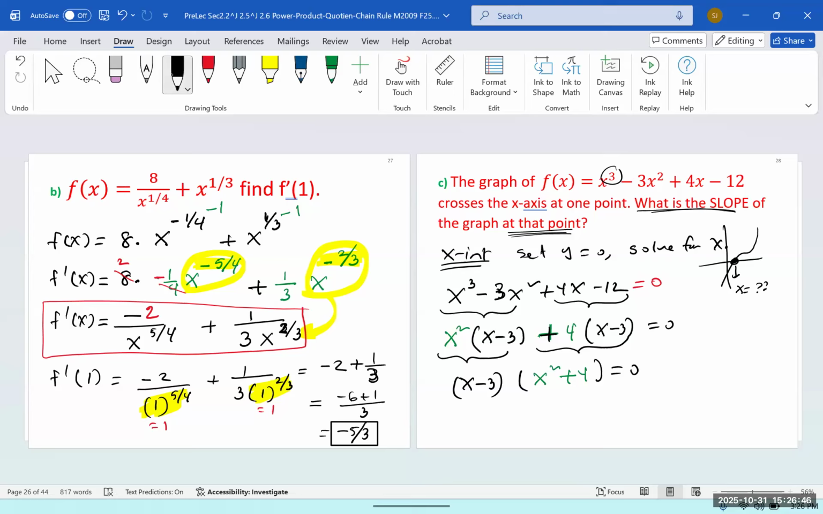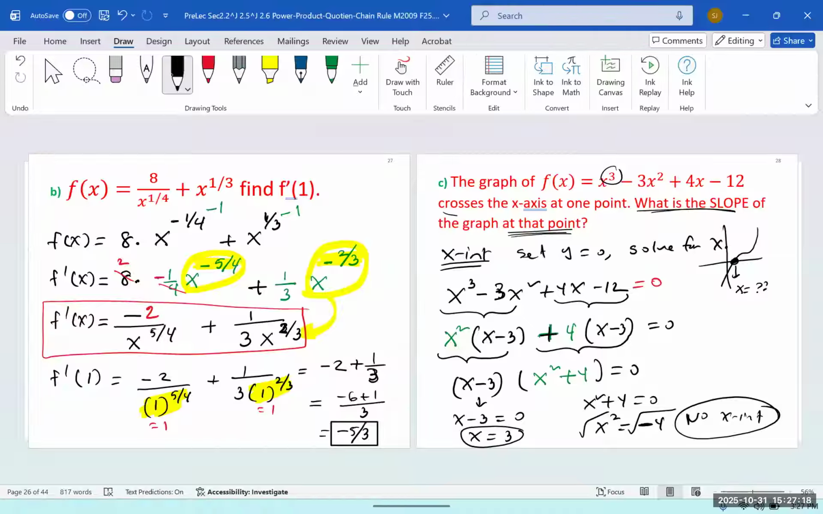To find the x-intercept, what do you do next? The x minus 3 equals 0, that gives us x is 3. X squared plus 4 equals 0, that gives us x squared is negative 4. You take the square root, and what do you observe? No x-intercept here. An x-intercept has to be real, but this is not real. This is imaginary. So that's why they said it crosses the x-axis only once.